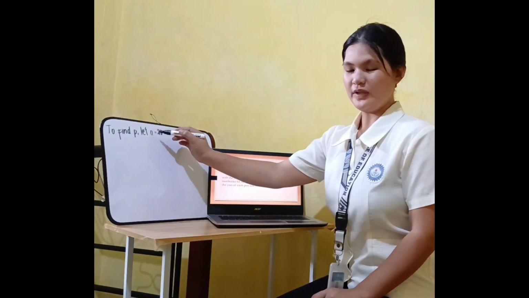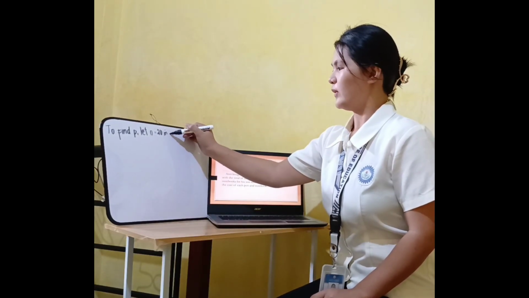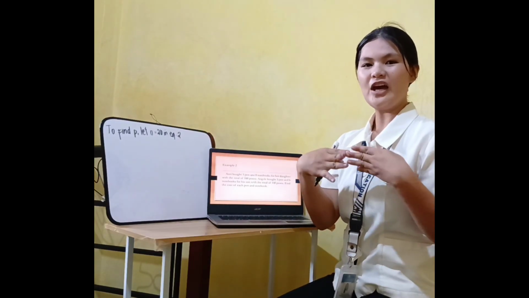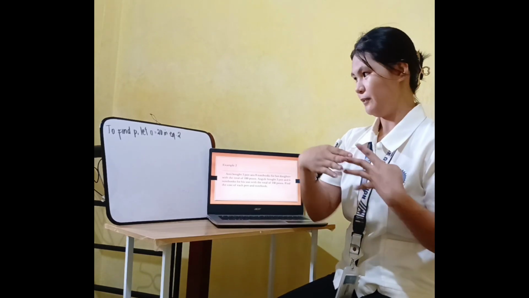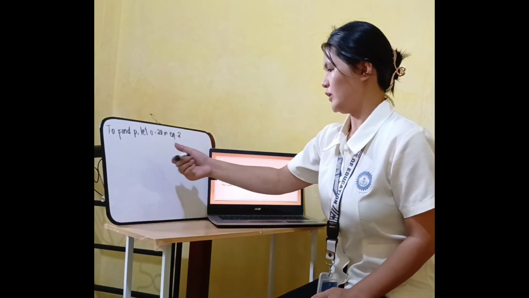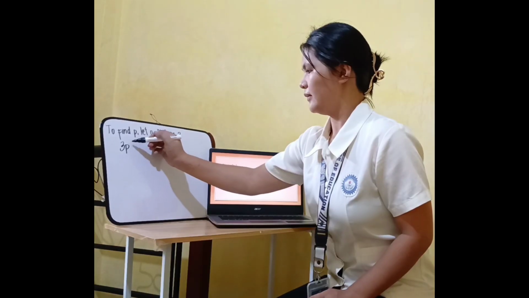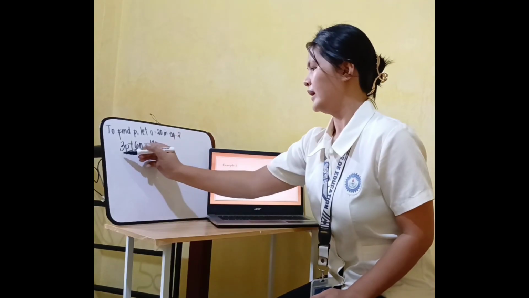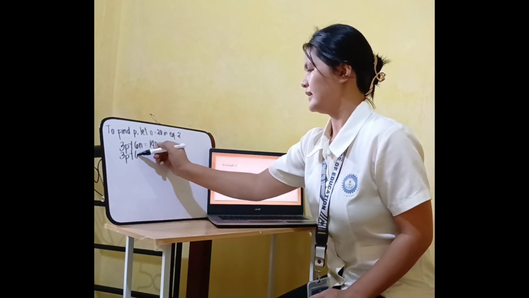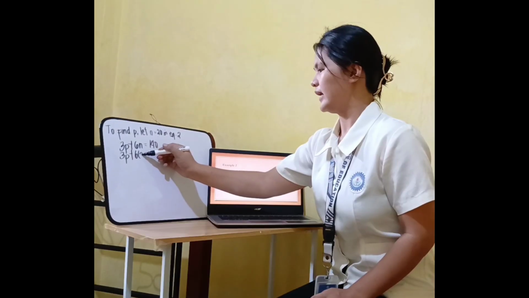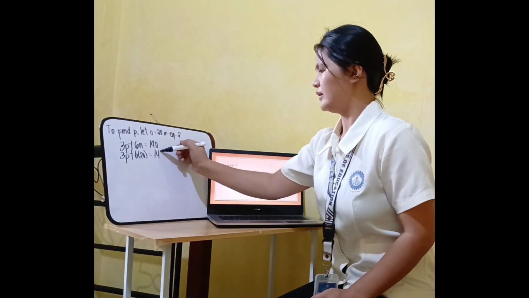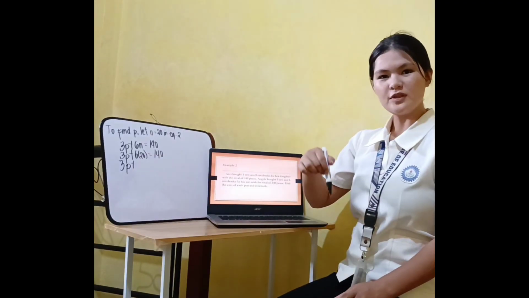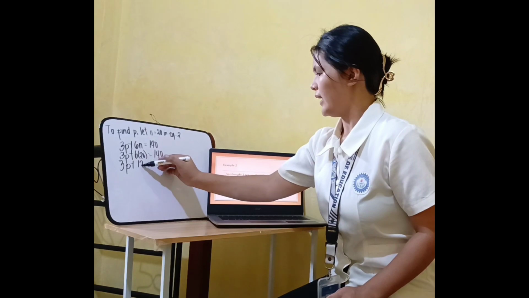Isa-substitute natin yung value ni N sa equation 2. Bakit sa equation 2? Para hindi tayo makakuha ng negative answer. So, equation 2 is 3P plus 6N is equal to 140. So, copy the 3P plus 6. Substitute natin yung 20 na value ni N is equal to 140. 3P plus 6 times 20 is equal to 120.